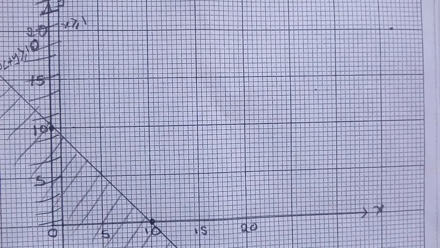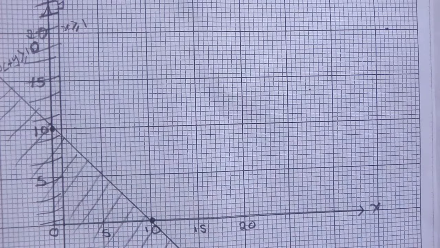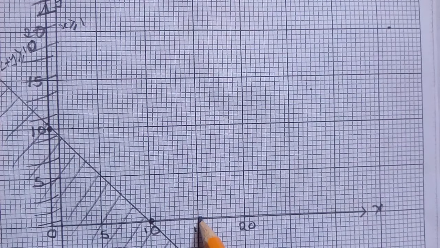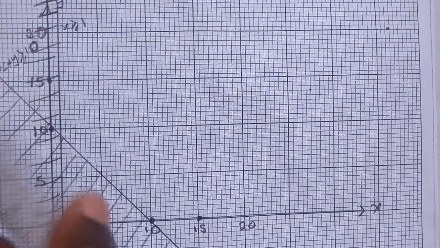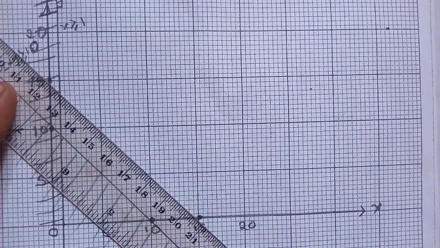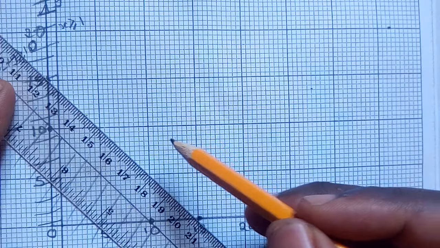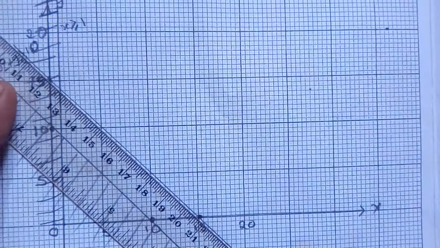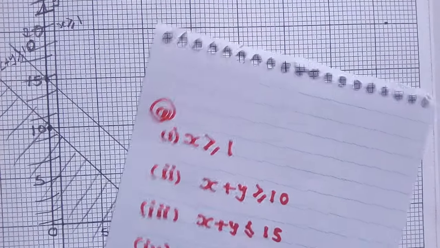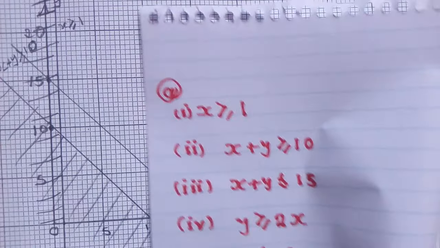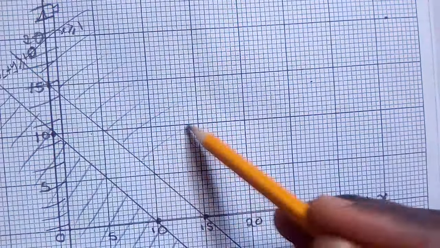We go to inequality number 3. x plus y is less or equal to 15. Also, we go on 15. Then make a line. All right, so which part are we supposed to shade? Because here they have said is less or equal to 15. So we're supposed to shade the top part, the one we don't want.